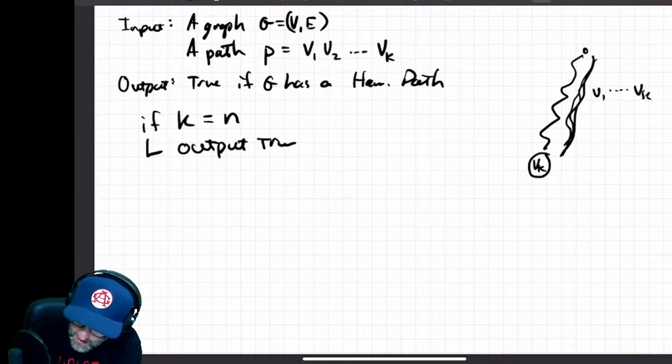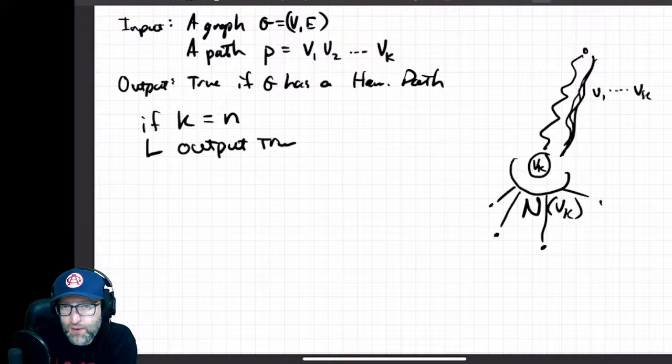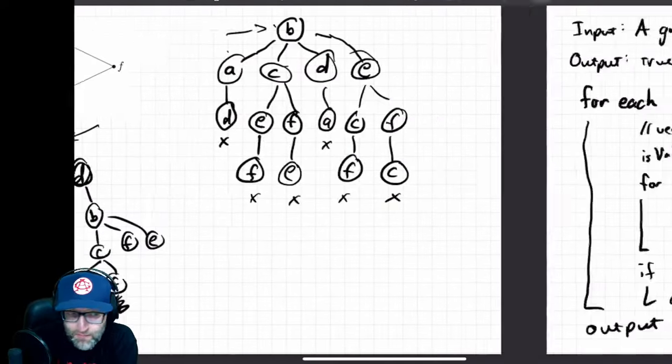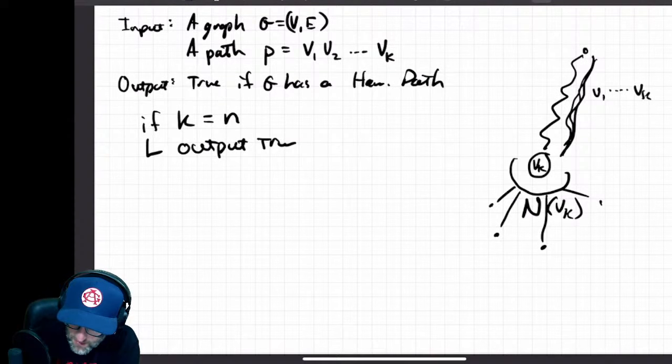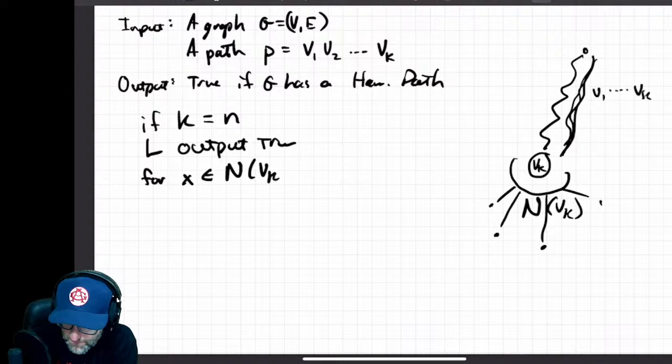Otherwise, now look at this from the perspective of I'm at VK. What's my next step? I'm going to look at the neighborhood of VK, and there might be things coming out of it. There might be 1, 2, 3, 4 vertices coming out of it, just like we visualized over here. And each one of those needs to be visited. So for, and what do I label it as? Oh yeah, x. X in the neighborhood of VK.